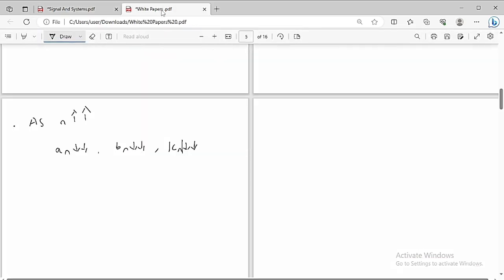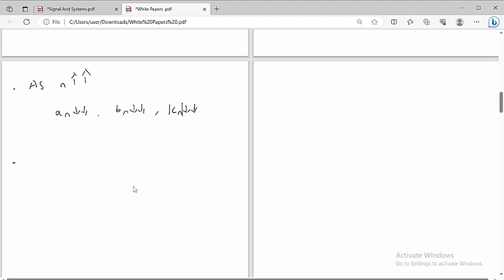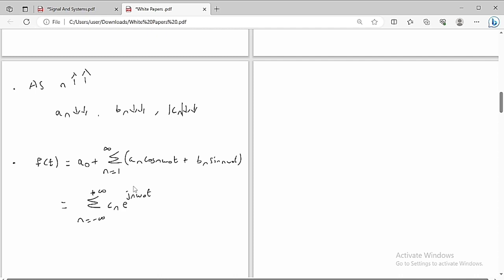Basically, whatever we have learned is for a real signal only. I have given the trigonometric Fourier series, which is C0 plus sigma n equal to 1 to infinity An cos n omega naught t plus Bn sin n omega naught t. And the exponential Fourier series is sigma n equal to minus infinity to plus infinity Cn into e to the power of j n omega naught t. So this is the trigonometric Fourier series and this is the exponential Fourier series.